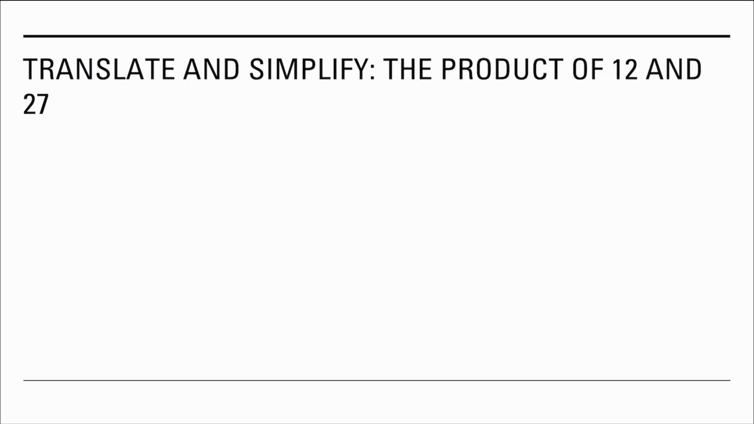Right, so now a bit of practice. We can translate and simplify the product of 12 and 27. And so what are we trying to find here? If I was looking at this, I would automatically have a look and see what word phrases I can see immediately that point me in the direction of what operation I'm supposed to use. And so a product relates to multiplication. So that says to me that we're looking for the multiplication of 12 and 27. So we want to find 12 times 27.